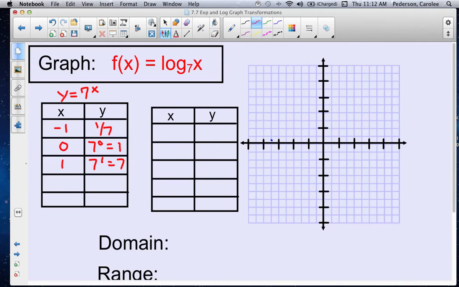Now let's not take the time to graph its inverse function. We've kind of seen a lot of those inverse functions of the exponentials. We're going to now graph its logarithmic. So just interchange these ordered pairs and graph. Over 1/7, down 1, over 1, up 0, over 7, up 1.